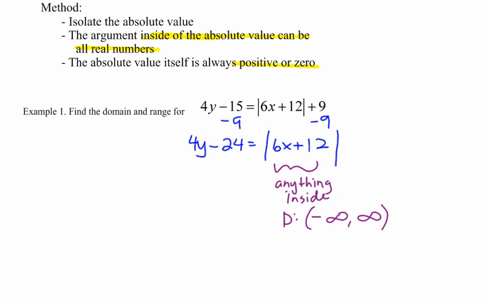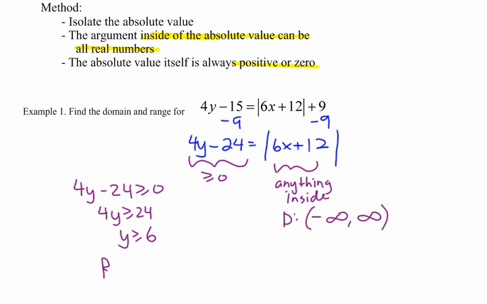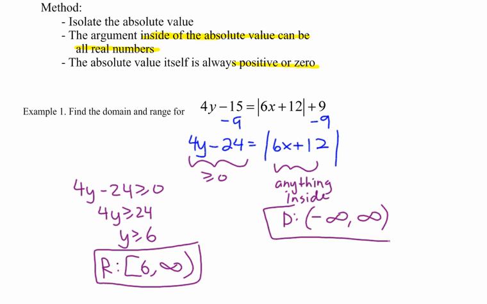Has to be positive or 0. So this side is greater than or equal to 0. So 4y minus 24 is greater than or equal to 0. Add 24, divide by 4, y is greater than or equal to 6. So our range, beautiful. Okay, there you go. So that's how we deal with absolutes.